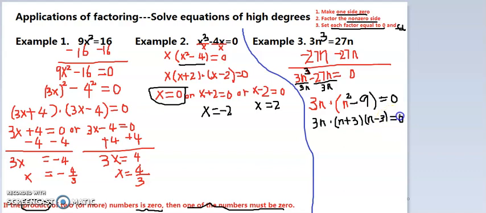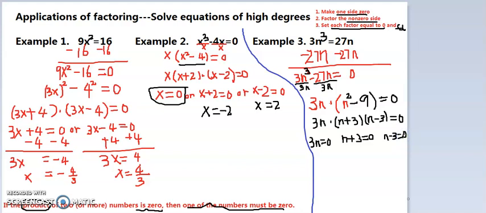So we can do the third step, set each factor equal to 0. We're going to set the first one, 3n equal to 0. Or the second one, n plus 3 equal to 0. Or the third one, n minus 3 equal to 0. And notice we also have to get each n by itself. So these are three different equations. We have to do one by one.